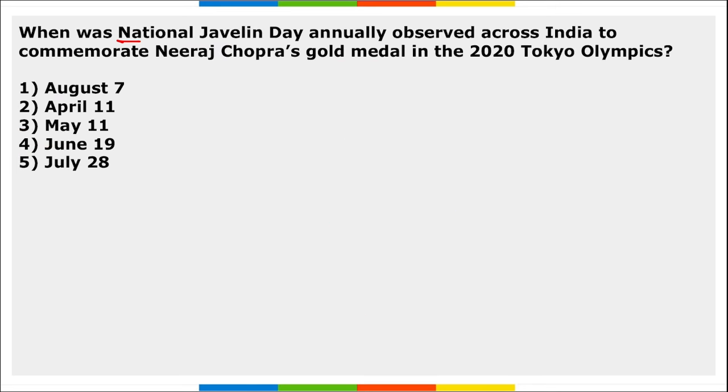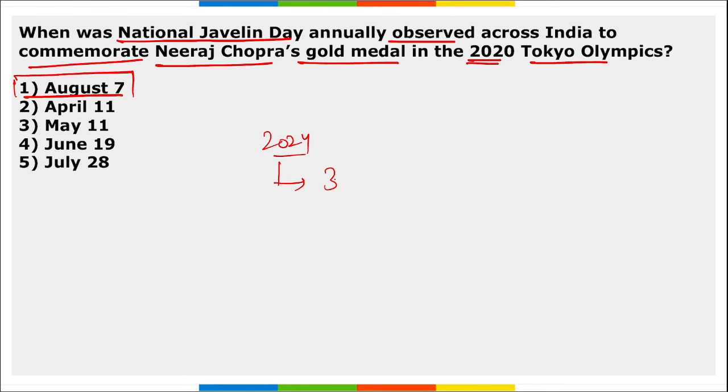Next, when was National Javelin Day annually observed across India to commemorate Neeraj Chopra's gold medal in the 2020 Tokyo Olympic Games? So it is 7th of August we observe National Javelin Day, and this is basically to celebrate Neeraj Chopra's victory by winning gold medal in the 2020 Tokyo Olympic Games. And this year in 2024 it was the 3rd edition of the National Javelin Day.